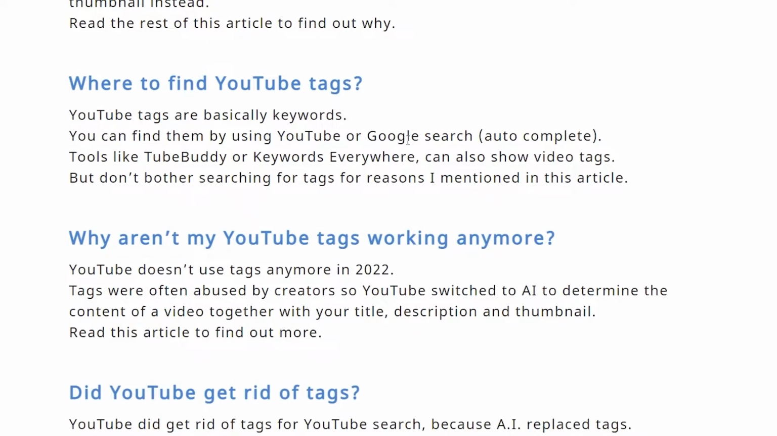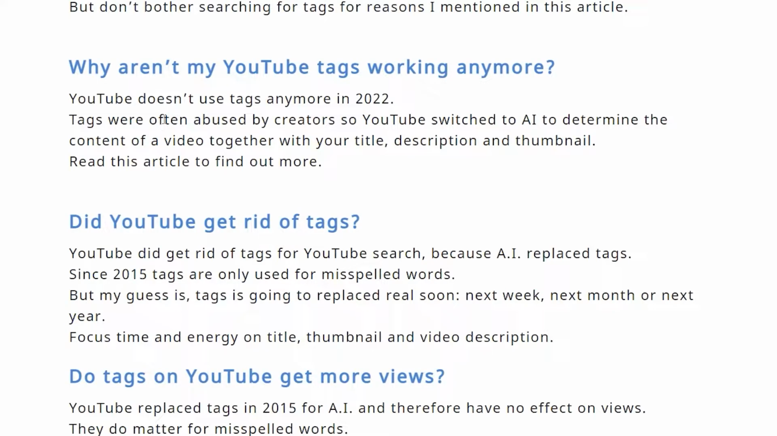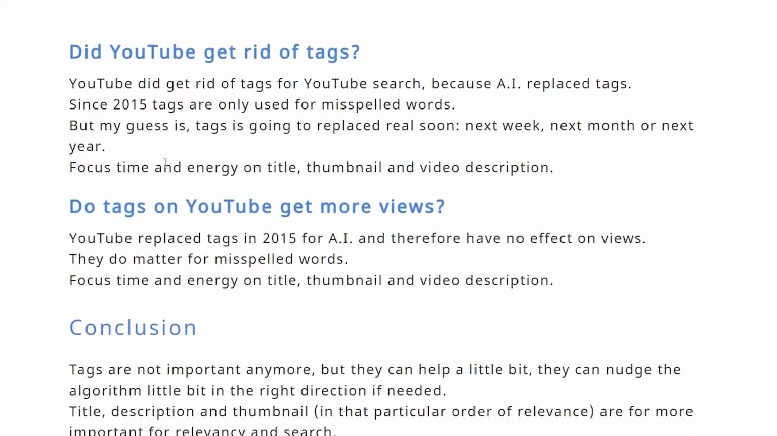I mentioned in the article, why aren't my YouTube tags working anymore? YouTube doesn't use tags anymore in 2022. Tags are often abused by creators. So YouTube switched to AI to determine the content of a video, together with your title, description, and thumbnail. Read this article to find out more.